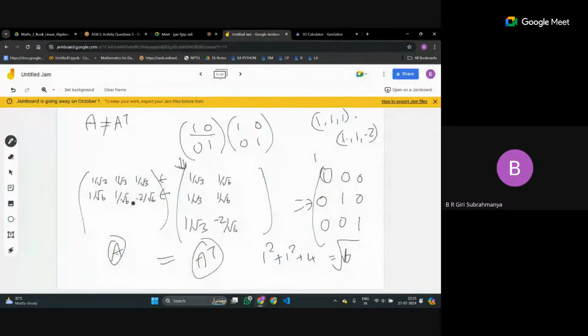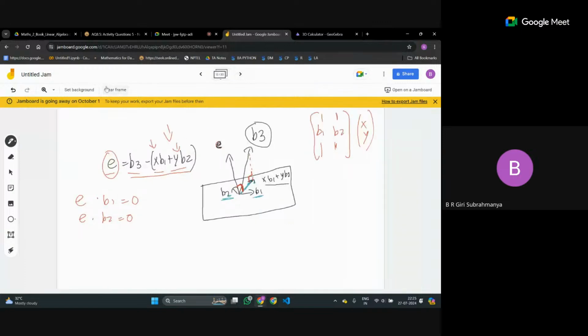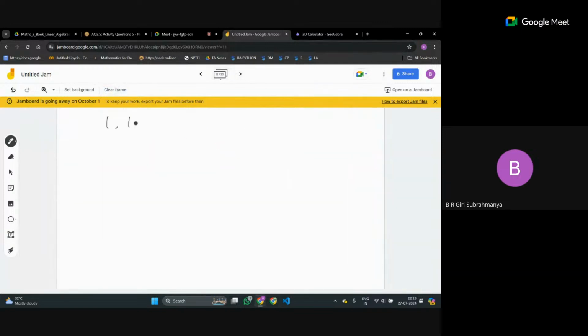Now you just need one more orthogonal vector. For these two, you need one more orthogonal vector. You have 1, 1, 1. You have 1, 1, minus 2. So what else can be the thing?